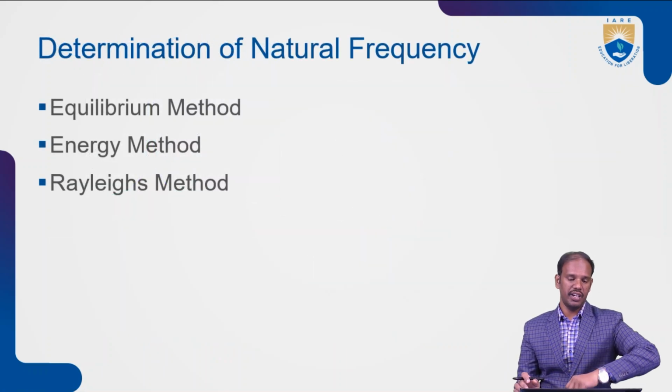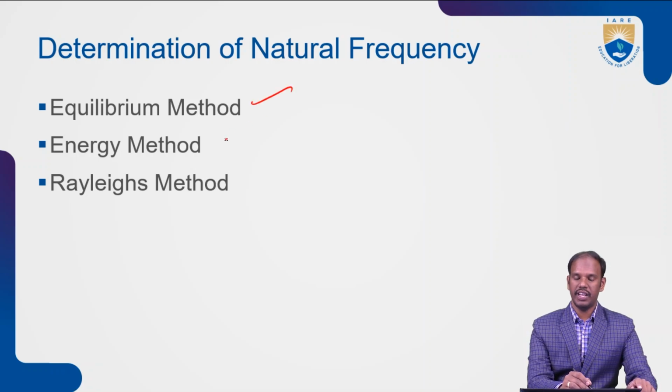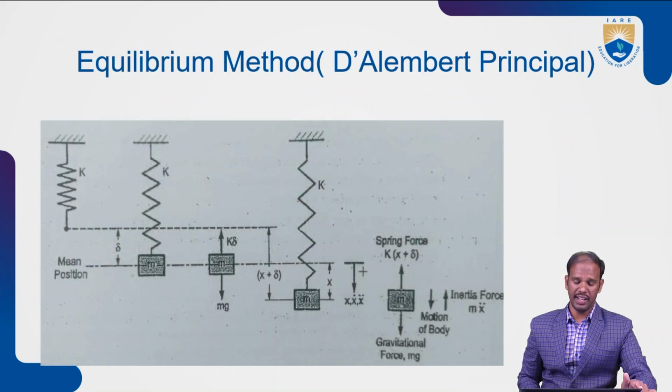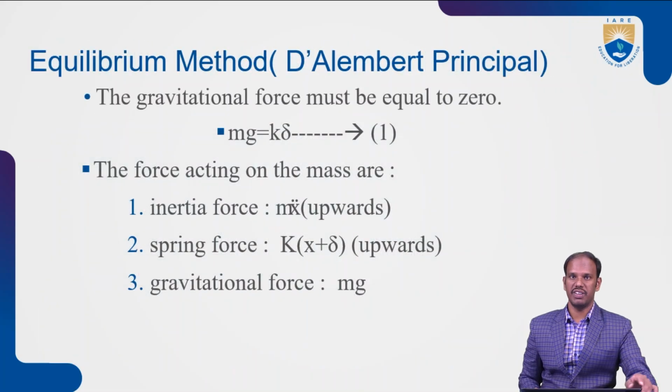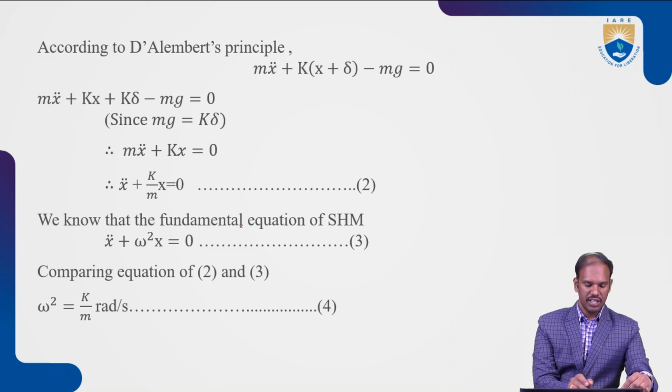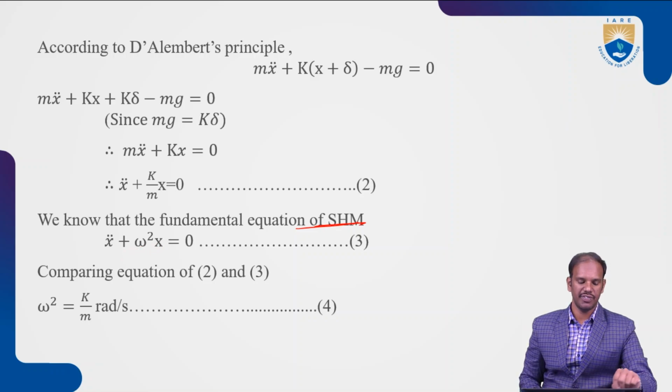In deterministic vibrations, we have the equilibrium method, energy method, and relative method. In the equilibrium method, we already discussed D'Alembert's principle. We are not going to cover it once again. If you have any doubt, please review the previous videos. There is the inertial force, spring force and gravitational force, and we can write it in terms of the equation of SHM, acceleration plus omega square x. Under D'Alembert's principle, all the forces should be equal to 0.